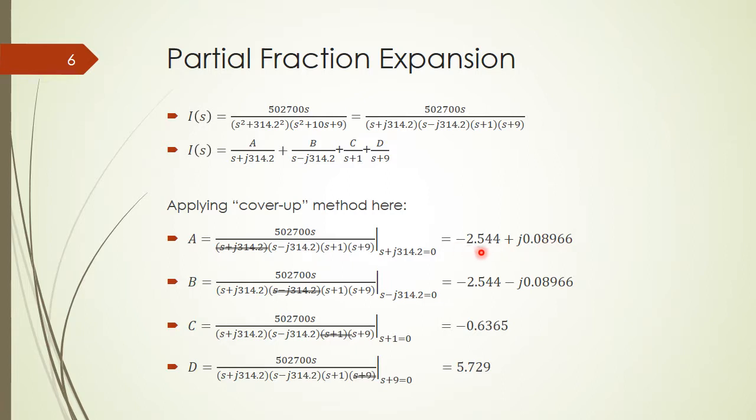It is minus 2.544 plus j0.08966. The same thing for B, but because for B we are looking at the conjugate s, the result is that B is actually the conjugate of A. For C and D it is the same, but we don't have any imaginary part, so we have only real numbers.